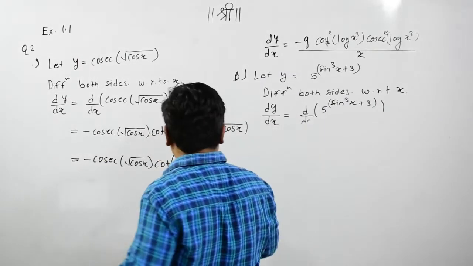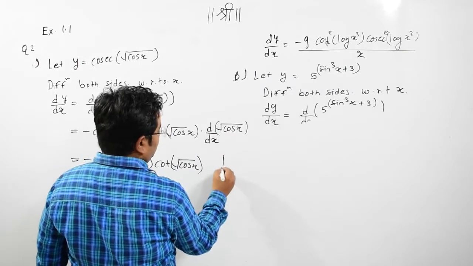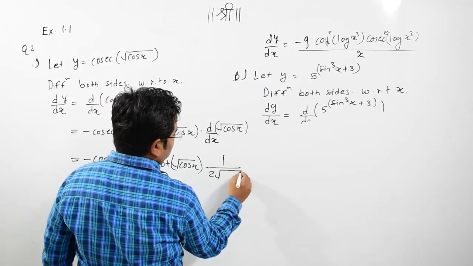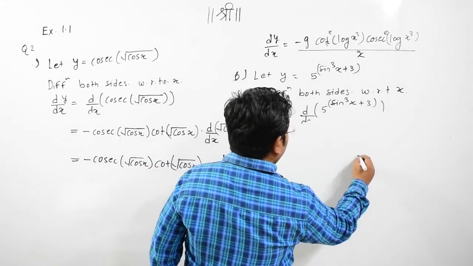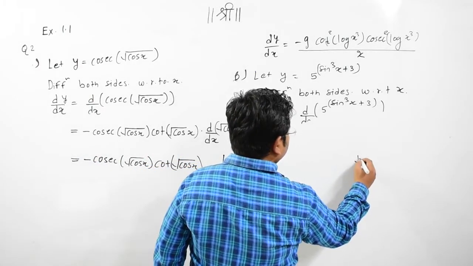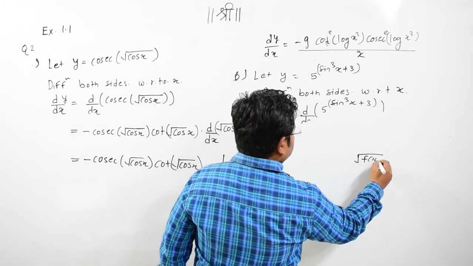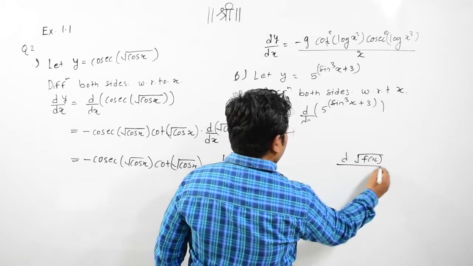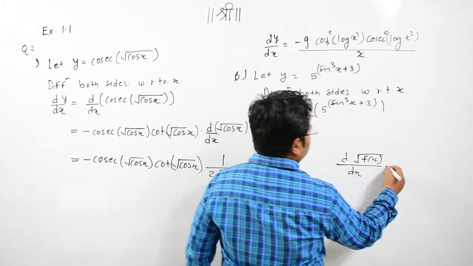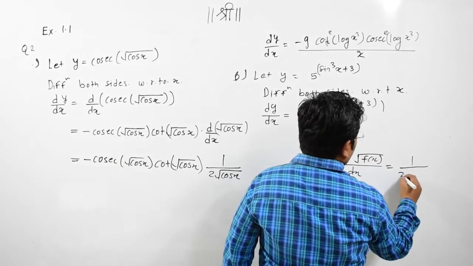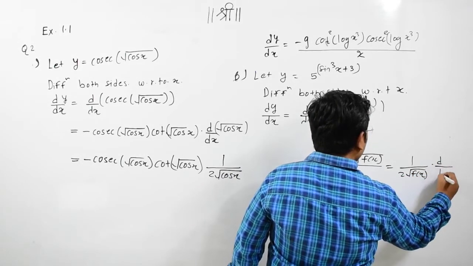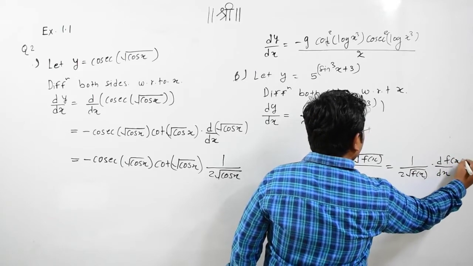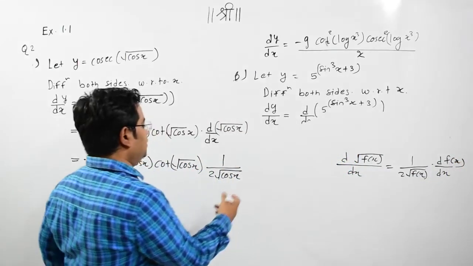The next step, what is the derivative of this? 1 upon 2 under root of cos x. Which formula am I applying? I am applying the under root of f of x formula. d upon dx of under root of f of x is equal to 1 upon 2 under root of f of x dot d upon dx of f of x. So using this formula we can solve.